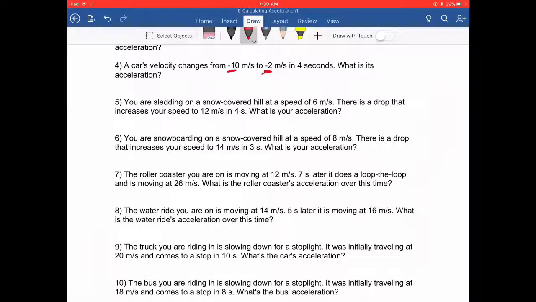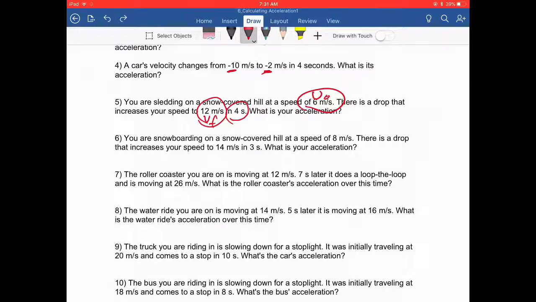Number 5, you are sledding on a snow-covered hill at a speed of 6 meters per second. So, telling you you're doing it, that's my original velocity. There's a drop that increases your speed to 12 meters per second. That's my final velocity, 4 seconds. So 12 minus 6 divided by 4 equals 6 divided by 4, or 1.5 meters per second squared. 1.5 is positive, it's going faster. You may want to pause if you want to write any of the numbers down.